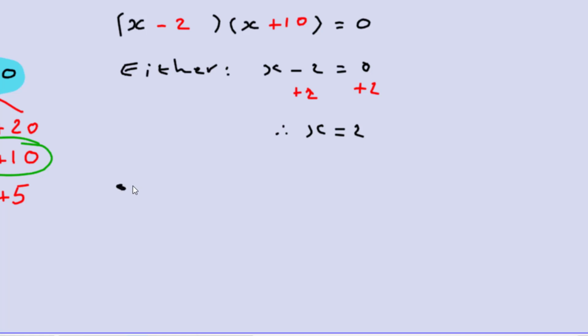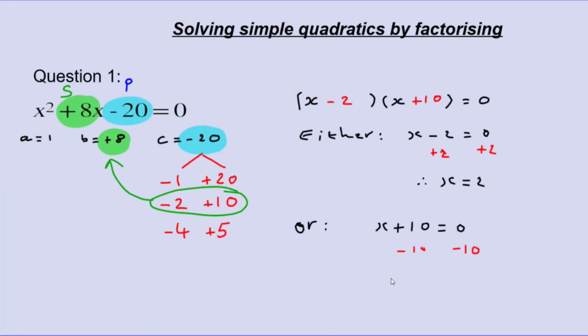Now the second possibility is to have the second factor equal to 0. So in this case, x plus 10 must be 0 for the product to be equal to 0. Again, it's a simple linear equation. x plus 10 equals 0. To get rid of it, we do the opposite of plus 10, which is minus 10 on both sides. So we can get rid of the plus 10 and we keep the balance. And the second root, or the second solution, is therefore x equals minus 10. And we solved our quadratic, x squared plus 8x minus 20 equals 0.